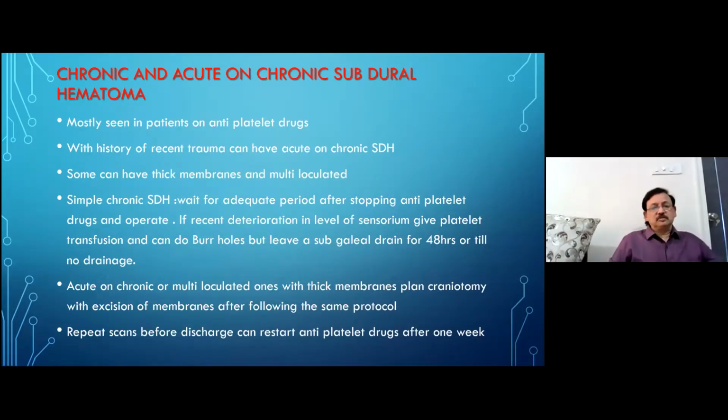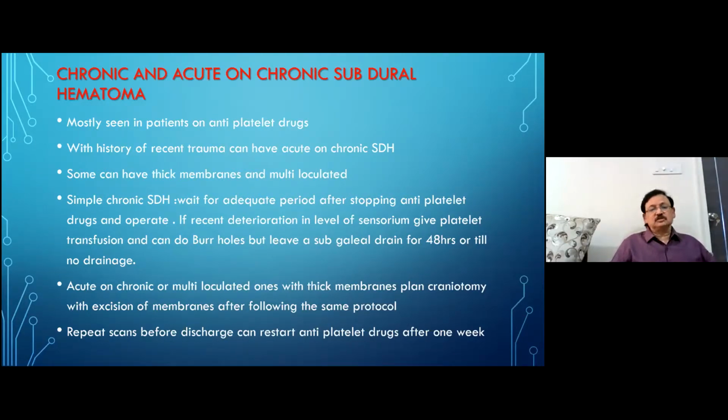Chronic subdural hematomas, and acute or chronic subdural hematomas, are mostly seen in patients on antiplatelet drugs. I can say very boldly nowadays that every third patient with chronic subdural hematoma is on antiplatelet drugs. And invariably, unless we give them a platelet transfusion, if you operate, the recurrence is very, very common. So we have to reverse the antiplatelet effect before taking the patient for surgery. With a history of recent trauma, it can vary between acute and chronic subdurals. Some can have thick membranes and the subdural could be multiloculated.